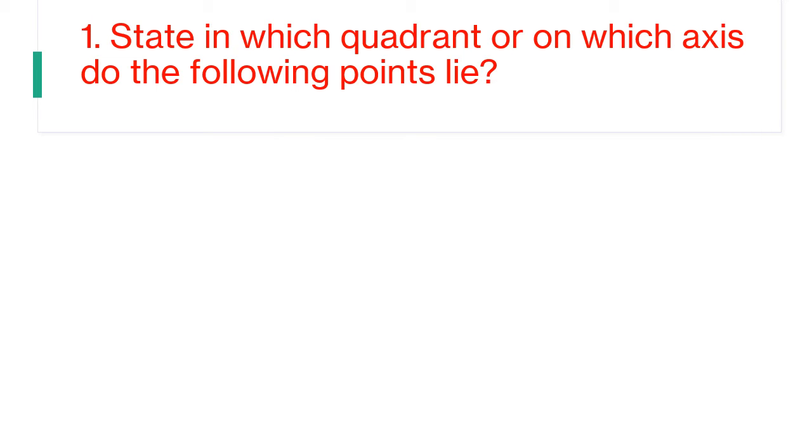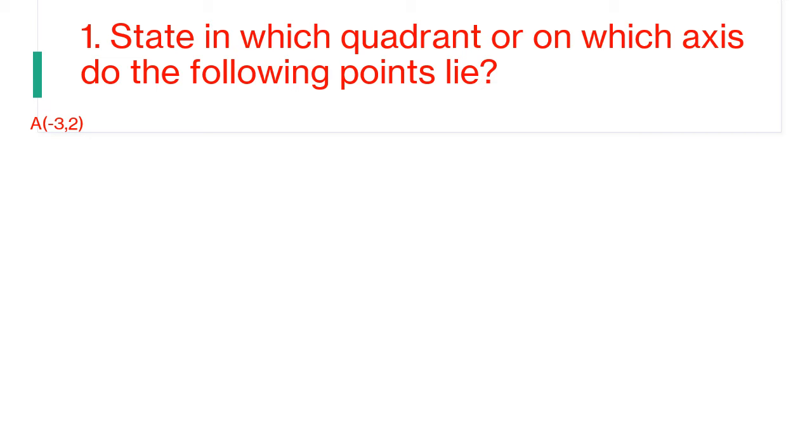With this, we start our first exercise, practice set 7.1. Now, state in which quadrant or on which axis do the following points lie. Now, the first point is minus 3 comma 2. So we have to recollect in which quadrant it is going to lie. Before we do that, let us check whether it is lying on an axis. Since there is no 0 in this point, the x coordinate is minus 3 and the y coordinate is 2. There is no 0 here, right? So therefore this point is not lying on the x or y axis. This point is lying in some quadrant.